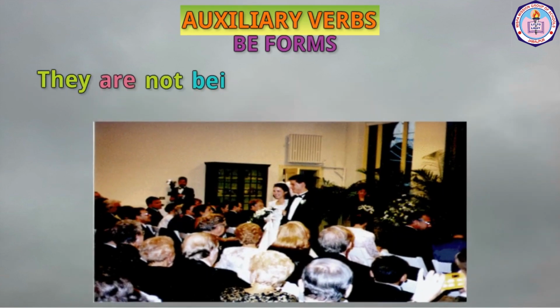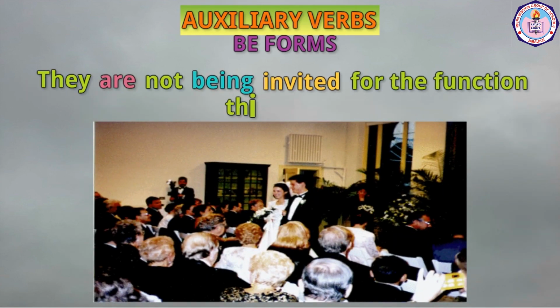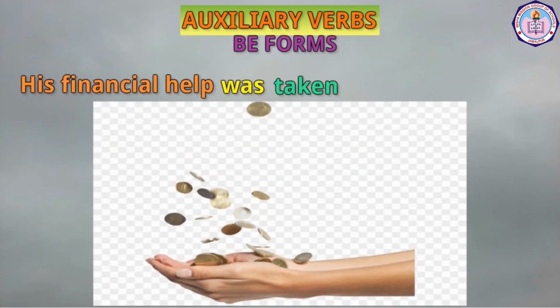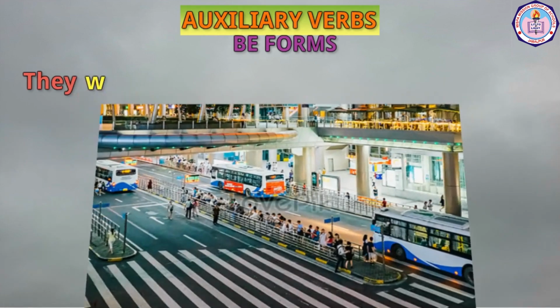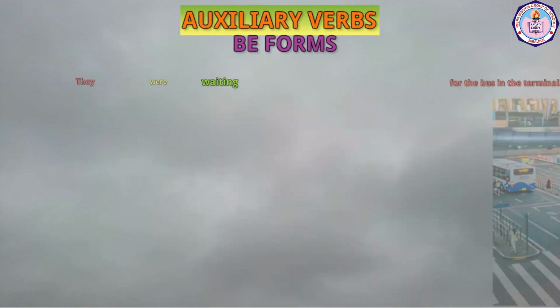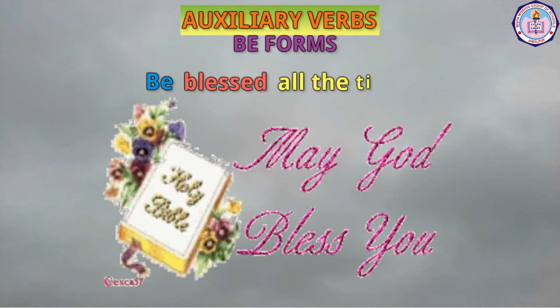They are not being invited for the function this time. Here, are and being are the helping verbs of the main verb invited. His financial help was taken for this program. Here, was is the auxiliary verb of the main verb taken. They were waiting for the bus in the terminal. Here, were is the helping verb of the main verb waiting. Be blessed all the time.